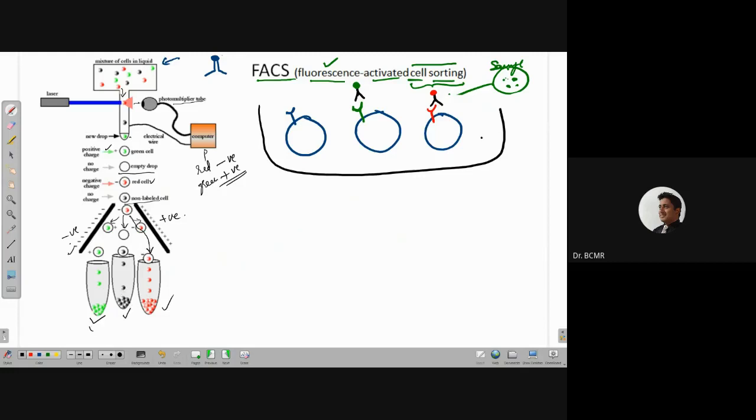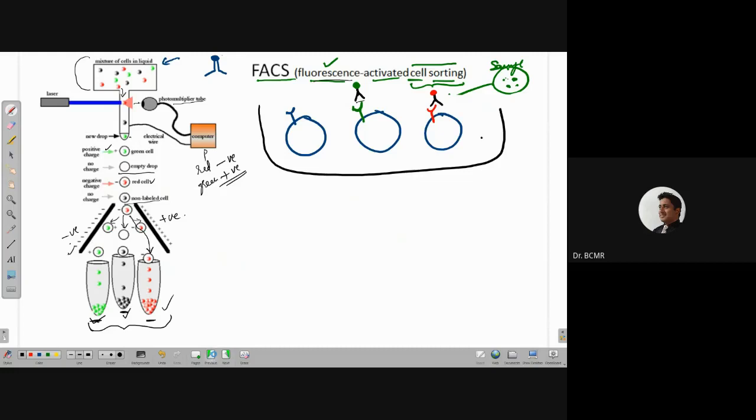So I hope you see that we had a mixture of cells, and at the end we were able to sort them out. All red cells in one tube, green cells in one tube, and those unlabeled ones in one tube. That is called cell sorting, and here it is dependent on fluorescence. Our logic will depend on how we use this fluorescence.